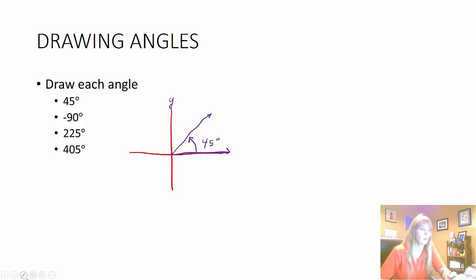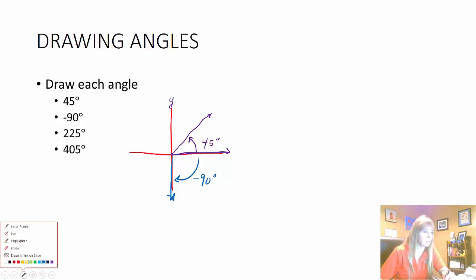All right, now what if we want to do -90? Well, I know to the y-axis is 90, but if I'm going in the negative direction, I'm going clockwise, so that would be -90.